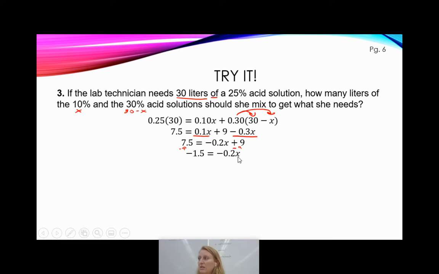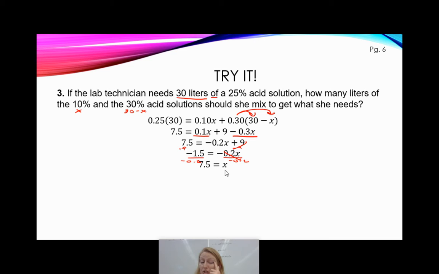So our final step, this is being multiplied by x. We undo multiplication with division. So I'm going to divide both sides by a negative 0.2. That's why I got my calculator. This cancels out. That's why we did it. So these cancel out. That's why we did those two. Negative 1.5 divided by negative 0.2, I get a positive 7.5.